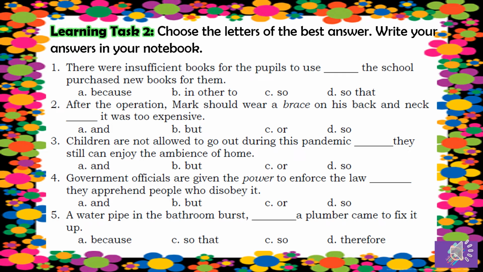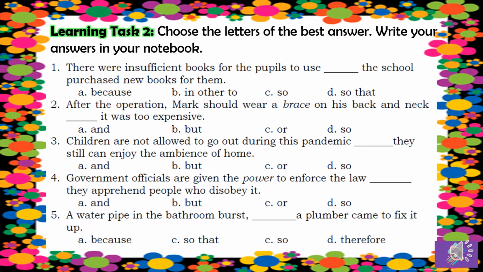For number 1, there were insufficient books for the pupils to use. Blank, the school purchased new books for them. Number 2, after the operation, Mark wear a brace on his back and neck. Blank, it was too expensive.